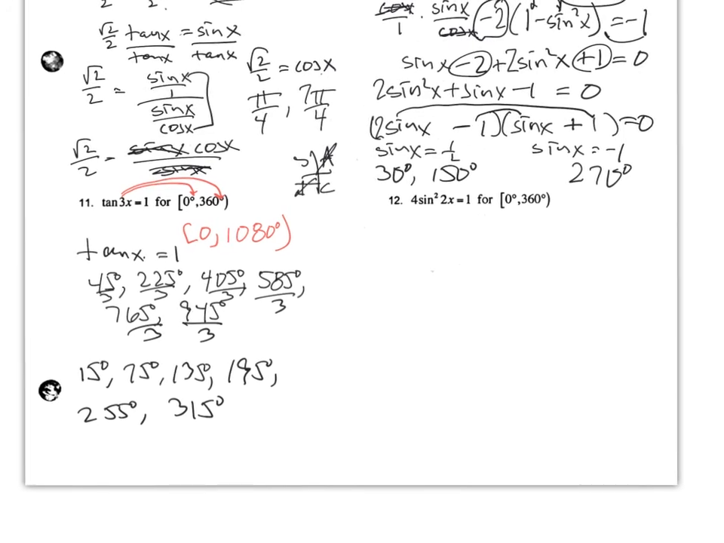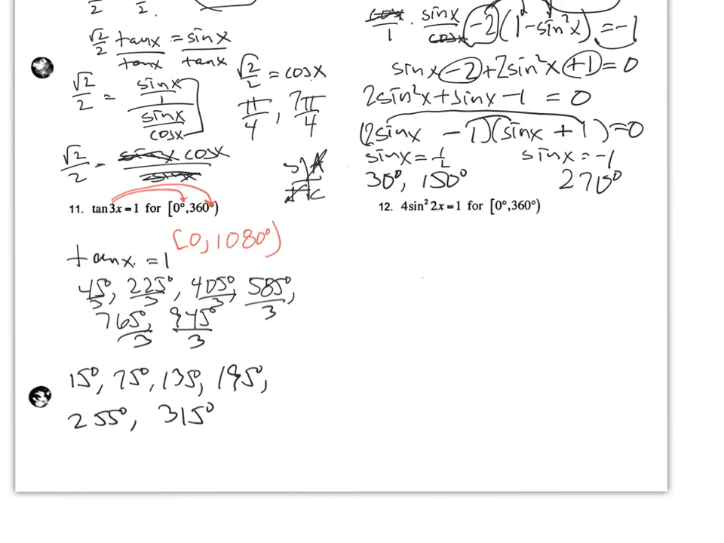Now for this last problem, again, we have a 2x. Now, we have a formula for 2x. However, this one is sine squared. There is no squared for the 2x. So because it's sine squared, we're going to solve this one just like the one we just did. So we start by multiplying the beginning and the end of the interval by 2. So we're 0 to 720 degrees.